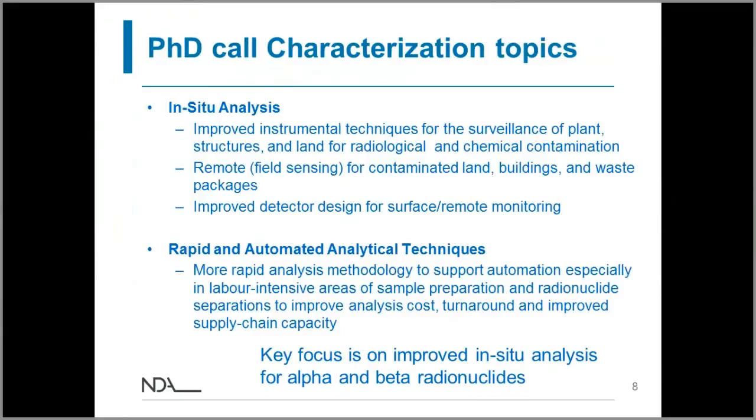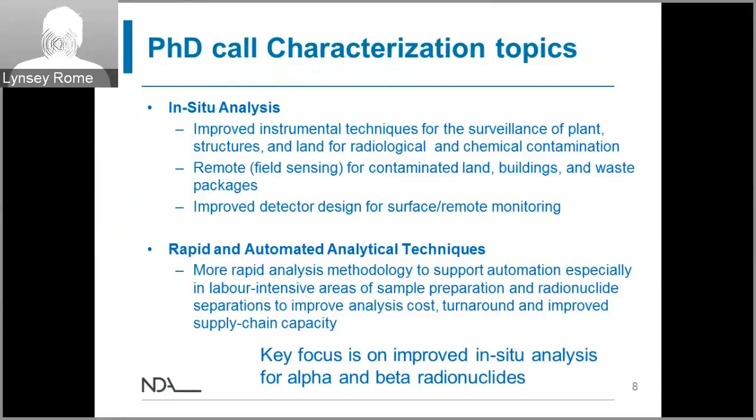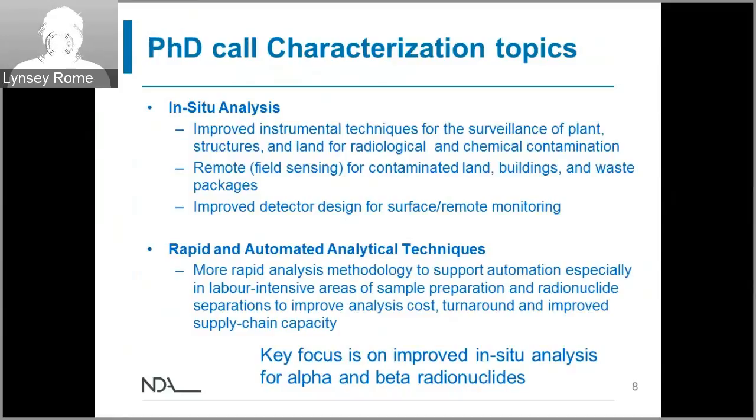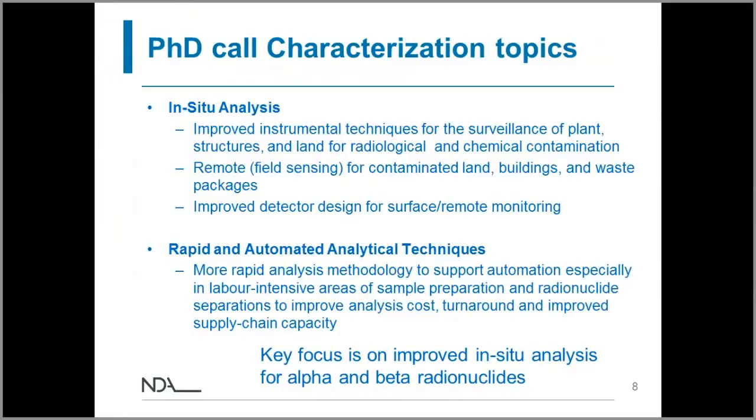chain capacity. This is of particular note of concern at the moment because Magnox, for example, is entering a stage in its life cycle which is heavily dependent on upfront characterization. So the cost and turnaround and speed is something that's of concern.